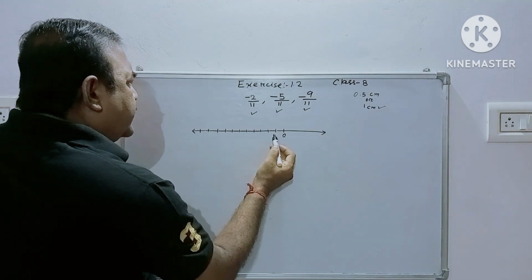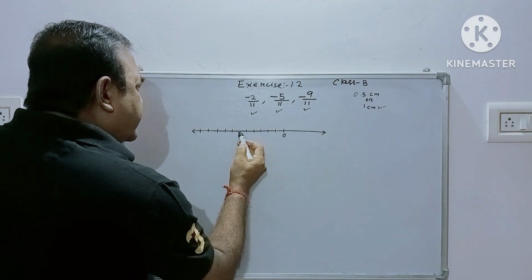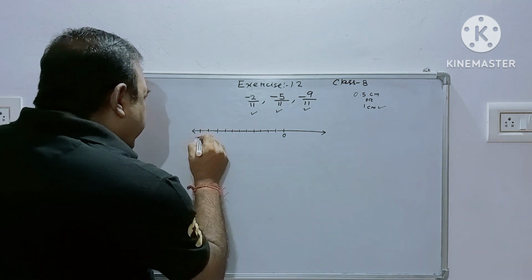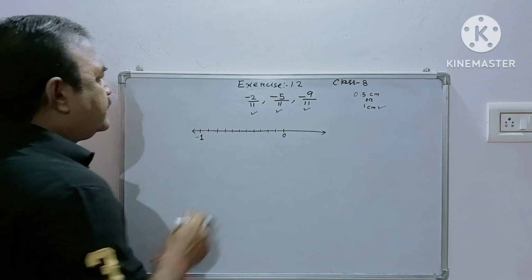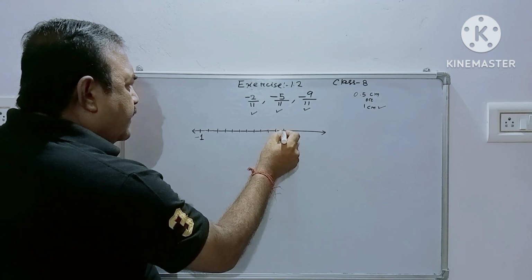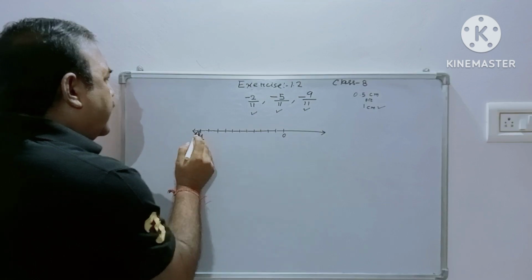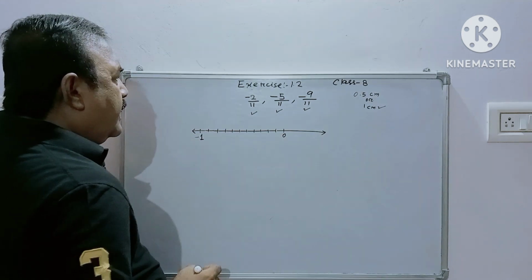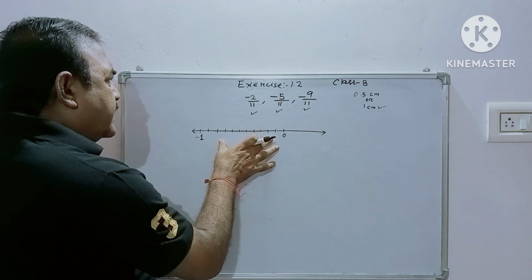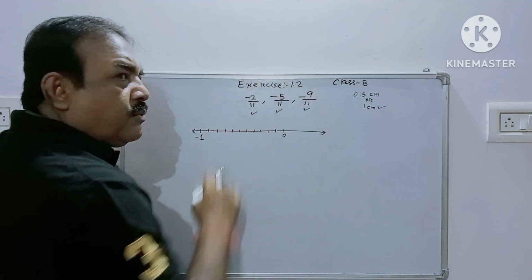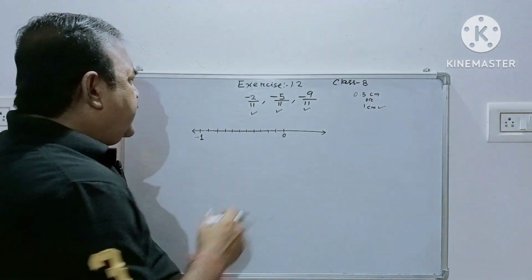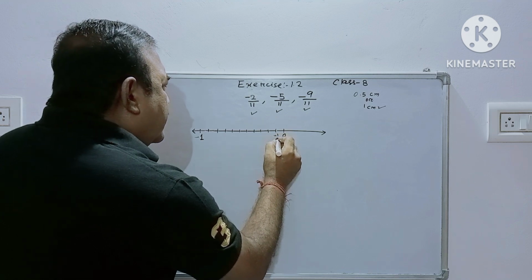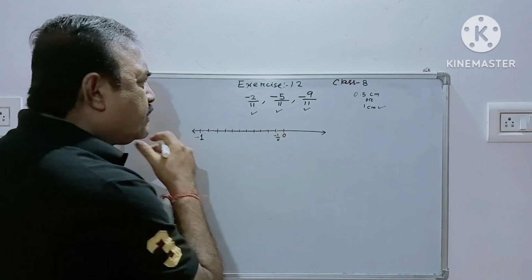I have taken 11 divisions. 1, 2, 3, 4, 5, 6, 7, 8, 9, 10, 11. And this is my minus 1. This distance from the point 0 to point minus 1, I have divided this distance into 11 equal divisions. So each division in the negative direction will be minus 1 divided by 11, or minus 1 upon 11.